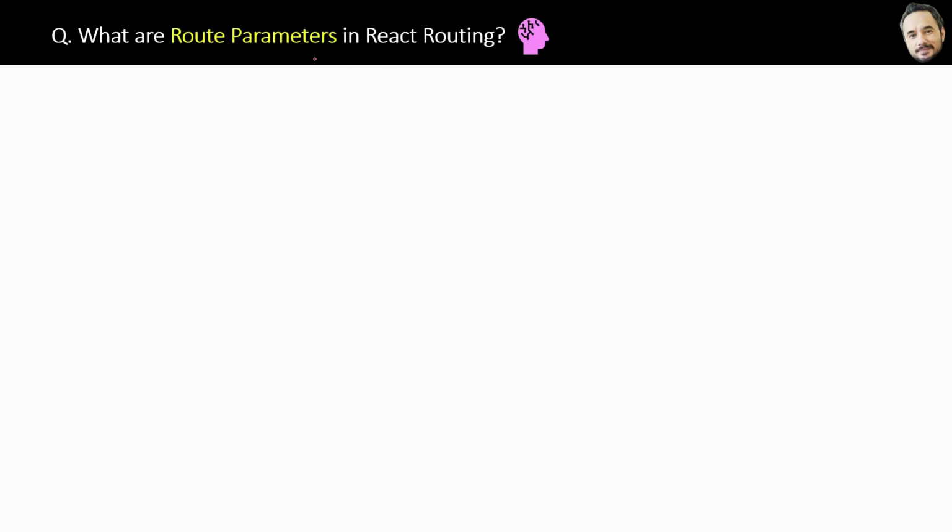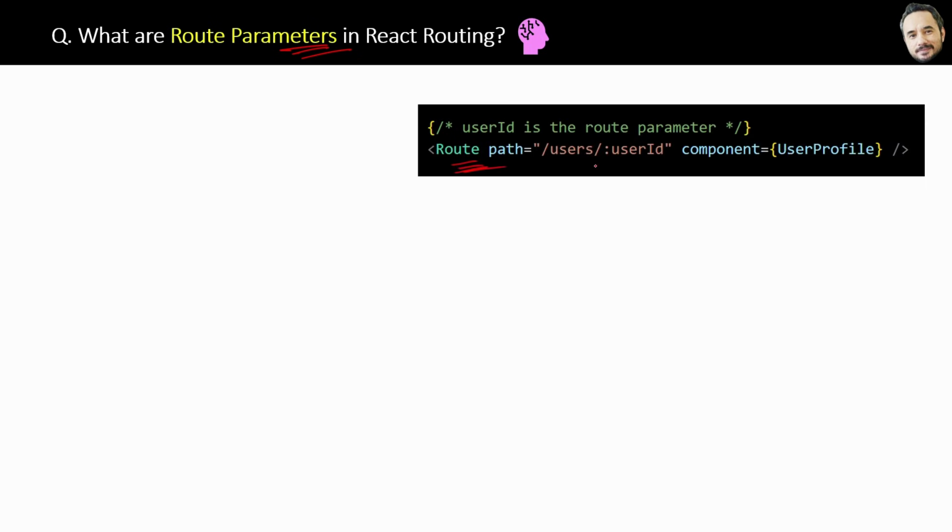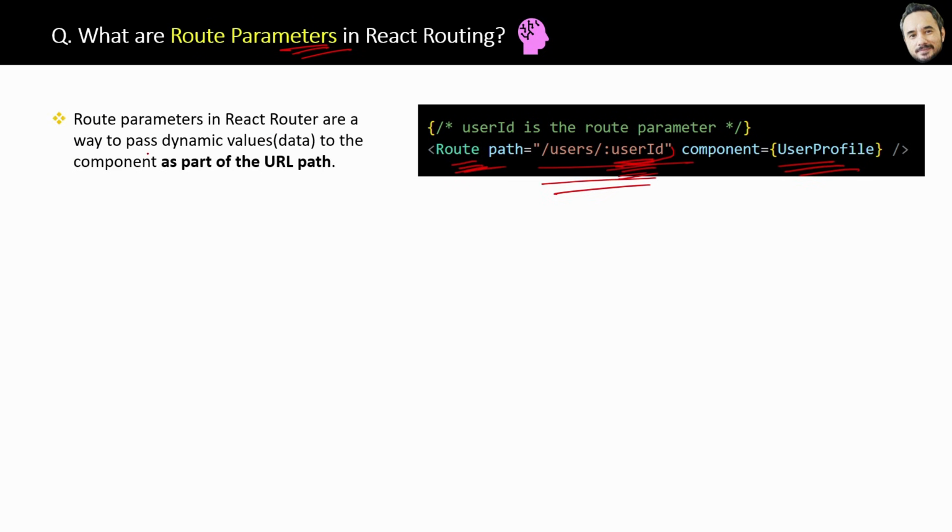Here is a very short question. What are route parameters in routing? Here is the code for a Route component, and here userId is the route parameter. Basically, this parameter is some dynamic data selected by the user that will be passed to this user profile component when the user clicks on this navigation link. So the answer is: route parameters in React Router are a way to pass dynamic data or values to the component as a part of the URL path. That's it.